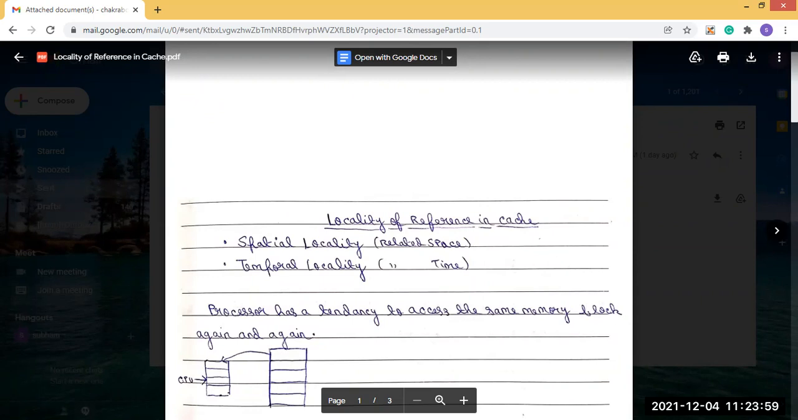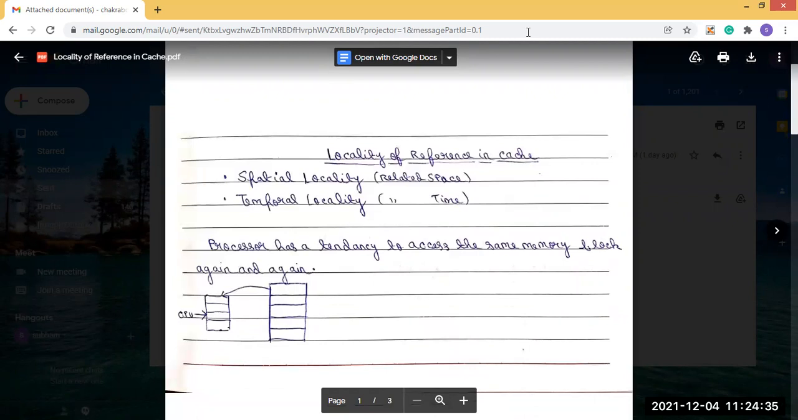Locality of reference. There are two types of locality of reference present: one is spatial locality and the other is temporal locality. Spatial locality is basically related to space, and temporal locality is basically related to time. Our processor has a tendency to access the same memory block again and again.